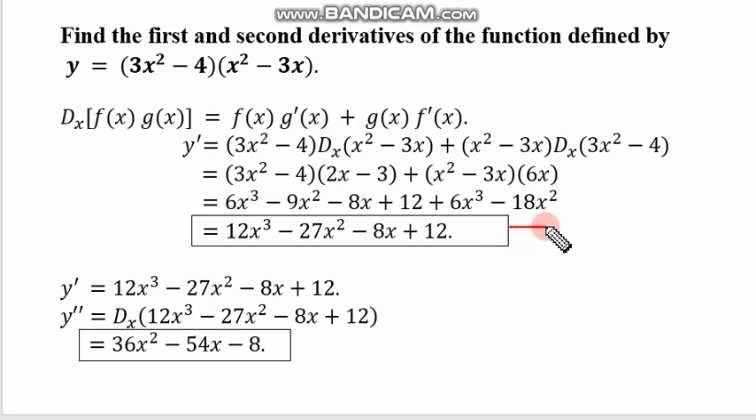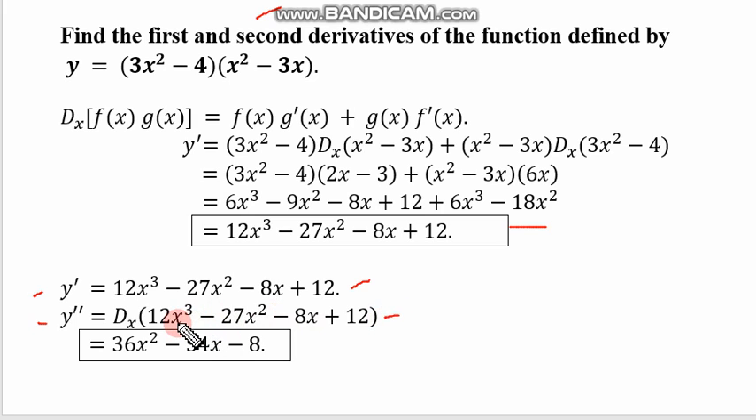Okay, so again, we've got the first derivative of the given function. Now we will get the second derivative of the function using the first derivative of the original function. Since our first order derivative is equal to 12x cubed minus 27x squared minus 8x plus 12, we can solve it now. We can find the second derivative. So y double prime is equal to d/dx of 12x cubed minus 27x squared minus 8x plus 12.